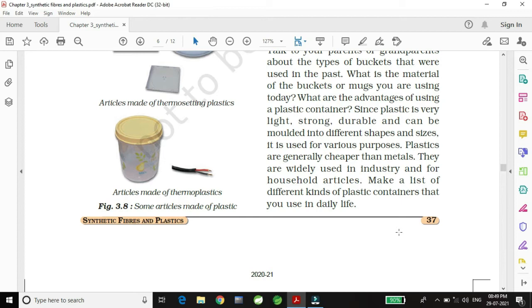So we have to make a list of plastic containers that we use in day-to-day life. We have already discussed some plastic containers which we use in our day-to-day life, like bottles, mugs, cups, buckets, and the containers in the kitchen in which we keep food items like rice, sugar, tea leaves, etc.